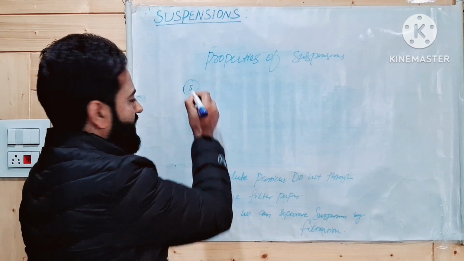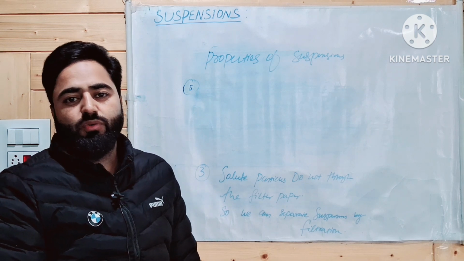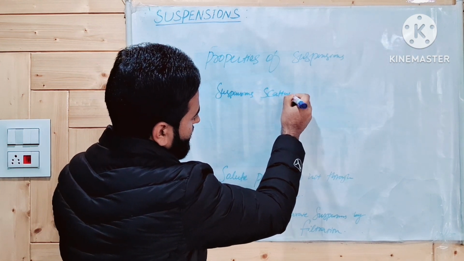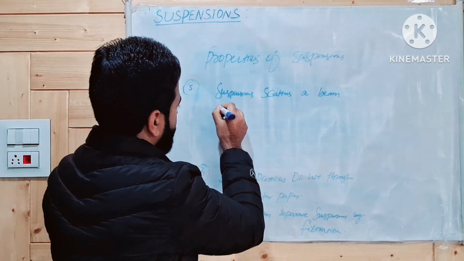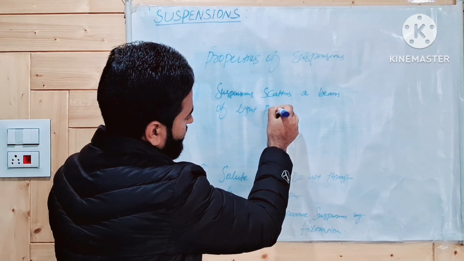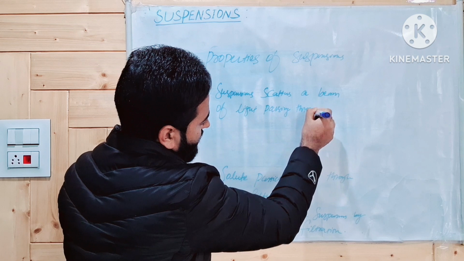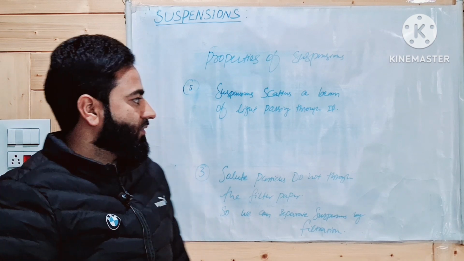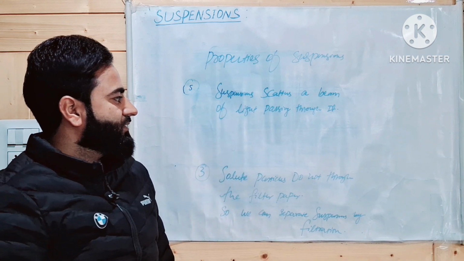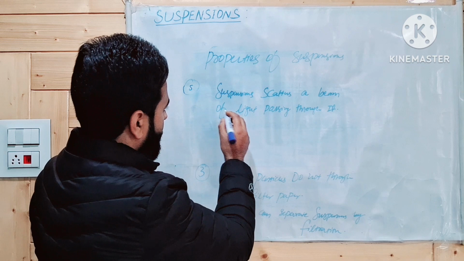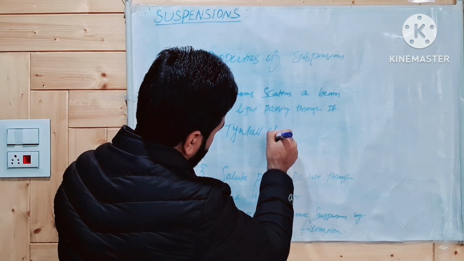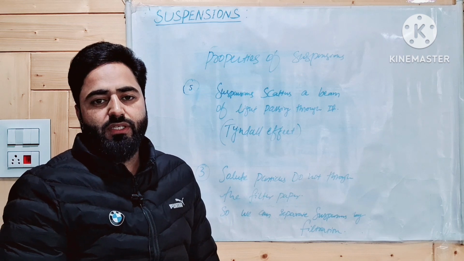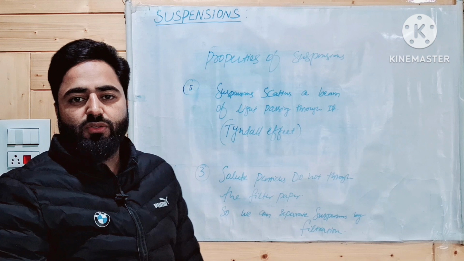The fifth point is, a suspension scatters a beam of light passing through it, because the size of particles of a suspension is quite large. That is why a suspension scatters a beam of light. That is, suspensions show the Tyndall effect. What is the Tyndall effect? The Tyndall effect is the phenomenon in which the particles of a mixture scatter the beam of light that is passing through it.